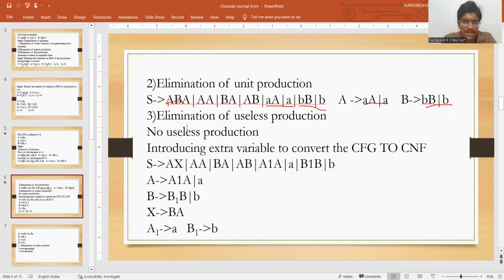Now next we move to the next step, introducing the extra variable to convert the CFG to CNF. Now we replace the last 2 variables by X, and we replace the terminal symbol A by the non-terminal symbol A1, which is newly introduced, and we will be defining the newly introduced symbol here. So this is the CNF format for the CFG.